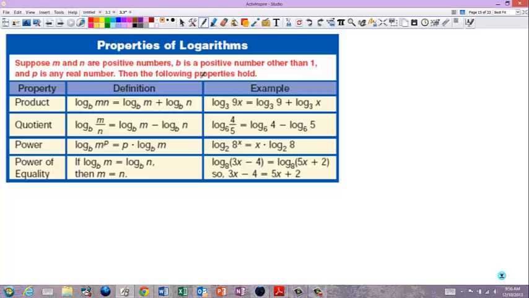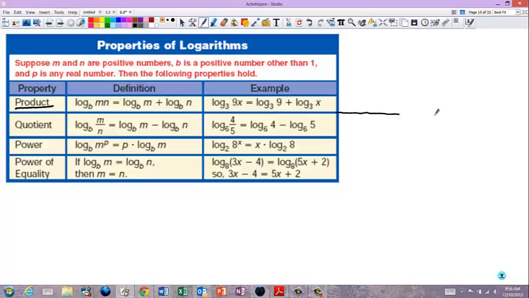Now, logs naturally go with exponents because they're inverses. So my first property is my product property that says if I'm multiplying inside of a log, I can split that up with addition. So if you had log base 3 of 9x, you can split that up: log base 3 of 9 plus log base 3 of x.